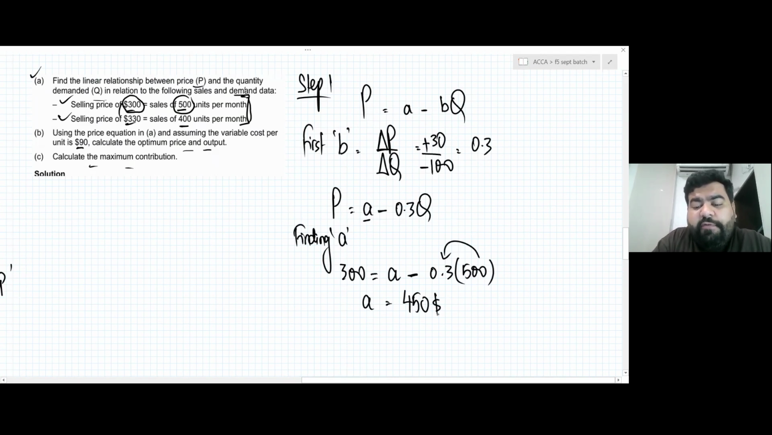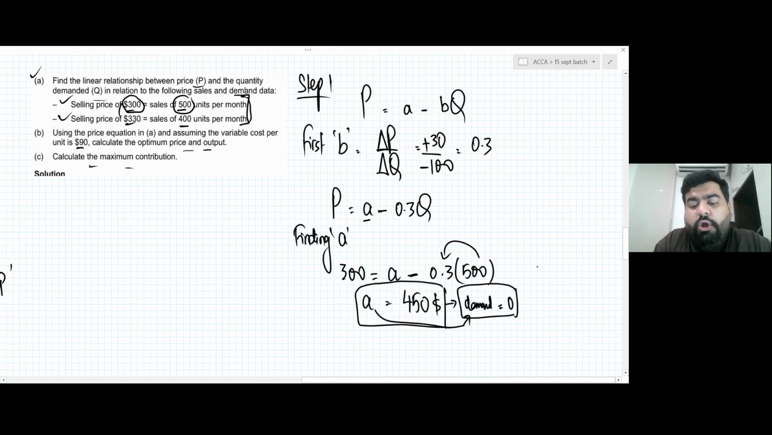So the answer is $450. What is A? A means this is the price where your demand will be zero. So 450 is the maximum price you can charge, but at this price your demand will be zero, so you have to charge less than that, obviously, to increase the demand.